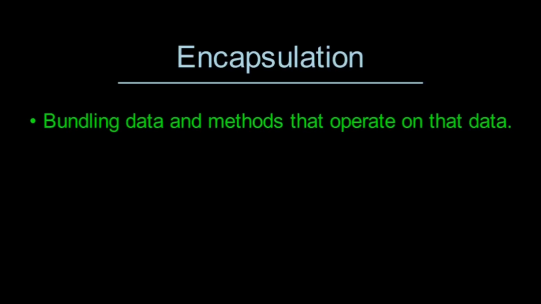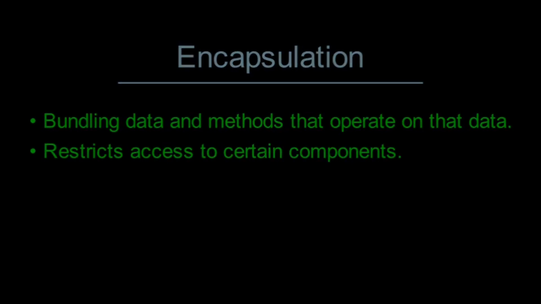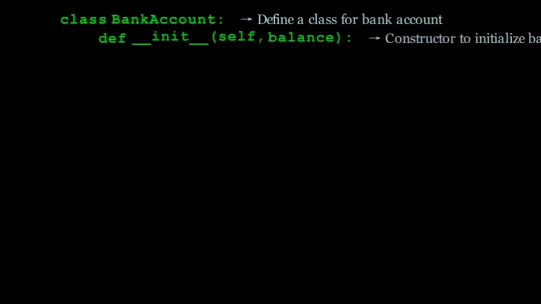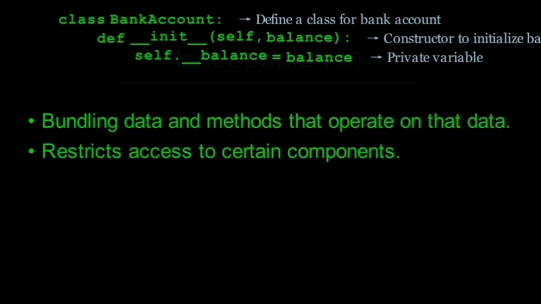Encapsulation is about bundling data and methods that work on that data within a single unit. It also involves restricting the direct access to some of the object's components, which is a means of preventing accidental modification of the data. In this example, we define a BankAccount class with a private variable, double underscore balance. The double underscore prefix makes this variable private, meaning it cannot be accessed directly from outside the class. This helps to protect the data from accidental modification.